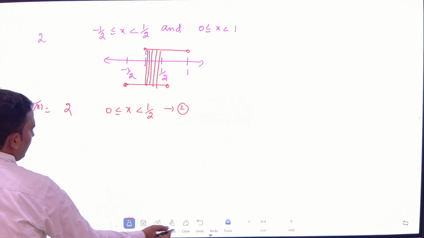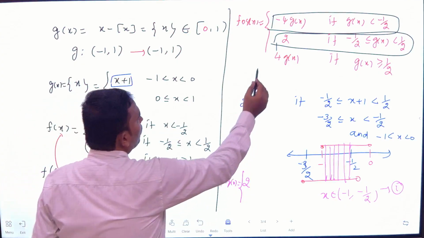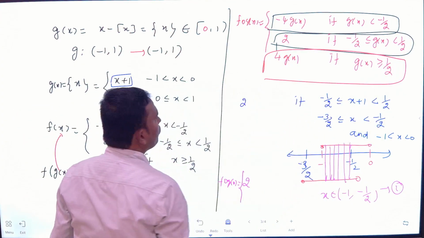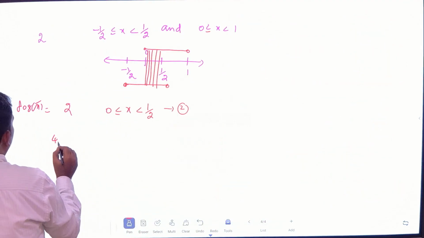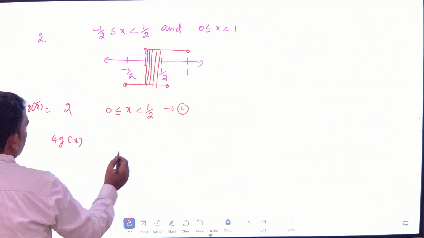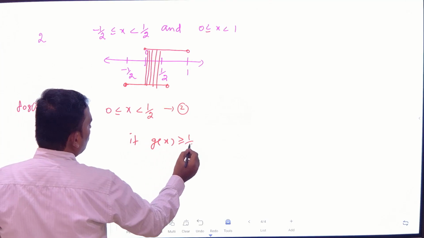You can see the next case. What is the next case? The third function you can fix it: 4 times g of x, if g of x is greater than or equal to 1 by 2.